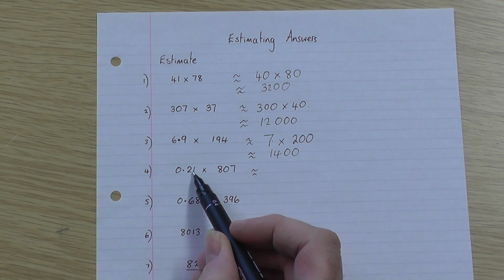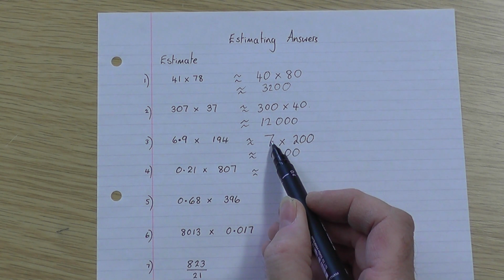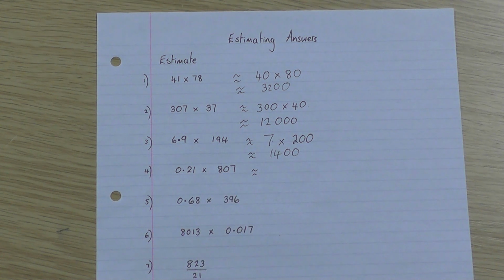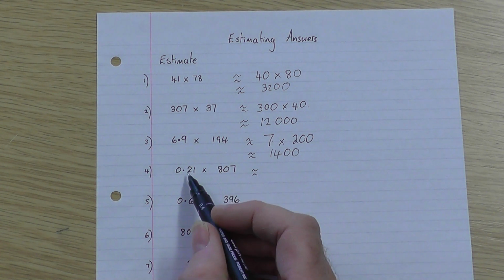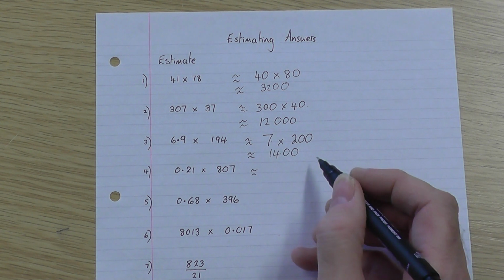Next, this one here next, 0.21. Well, for 0.21 you shouldn't write that to the nearest whole number. Now 6.9 to the nearest whole number was 7, that was fine. But 0.21, if you went to the nearest whole number, you'd write naught. And so the answer would just become naught times something, which is just naught. And that's not a sensible estimated answer.